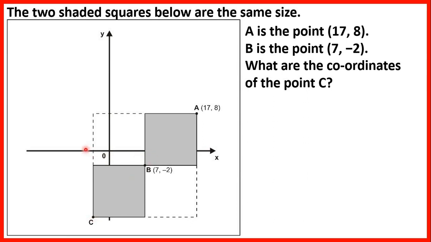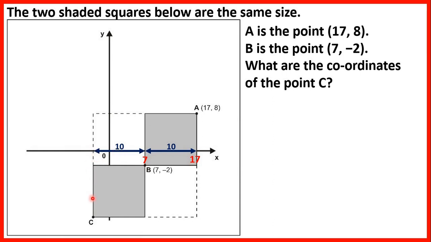To do that, let's mark what we know on our axes. So we know that point A has an x-coordinate of 17 and point B has an x-coordinate of 7. So that's a difference of 10 because 7 plus 10 is 17. So we know that the length of the square is 10. And that's important because we know that the two squares are the same size. So that means the length of this square is 10 as well.